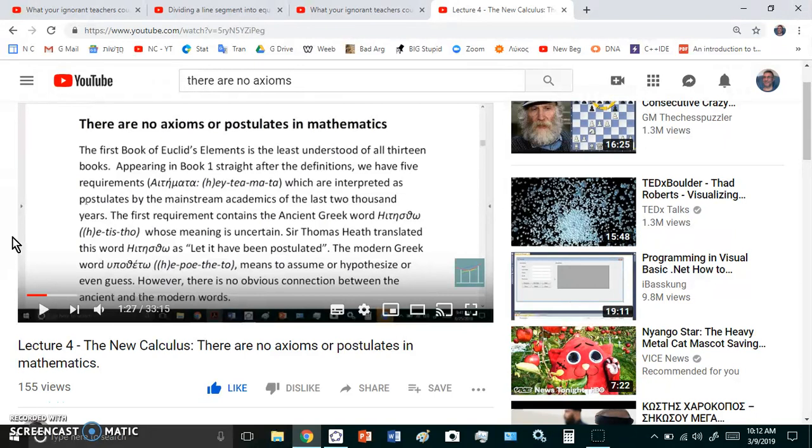So for example, the very first one is called the line and the extended line, and there are several in that series. But if you download my new calculus book, which is free, you can read this chapter and find out how it is possible to do this. I was the first to understand this in all of human history, by the way. Nobody before me had a clue that there are no axioms or postulates in mathematics.